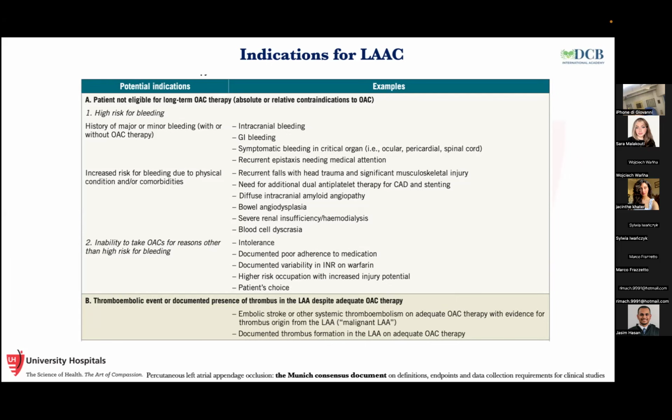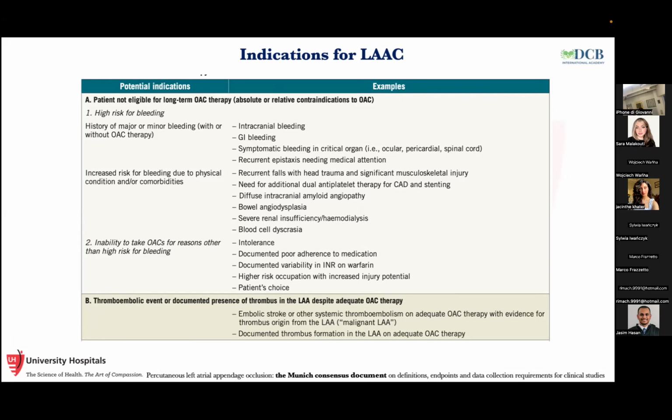or work activity. Another population, as we can see as B, is the thromboembolic one. In this case, it is completely different because we are not talking about reducing the bleeding risk. We are talking about reducing the thromboembolic risk.